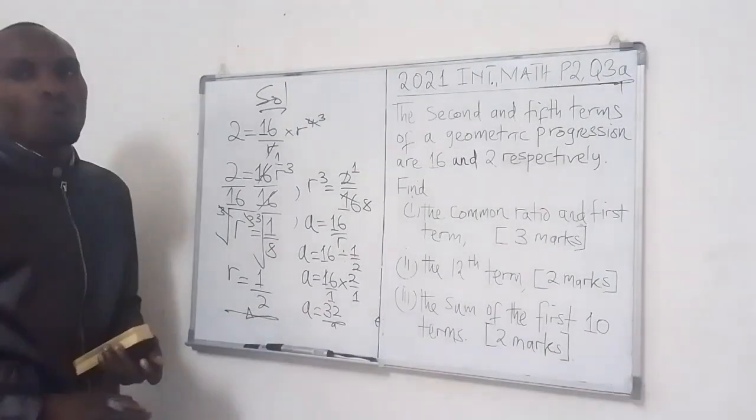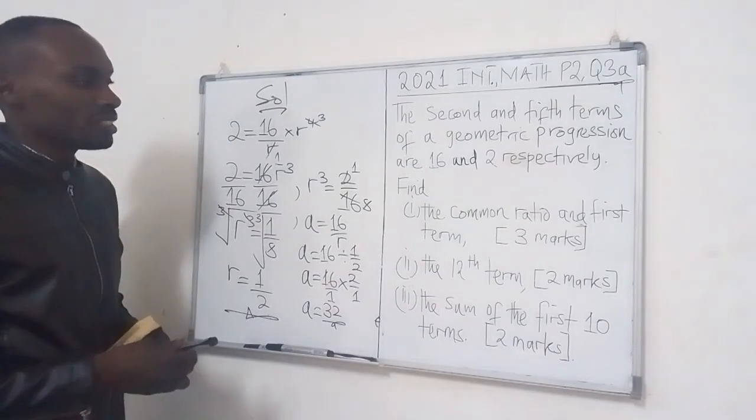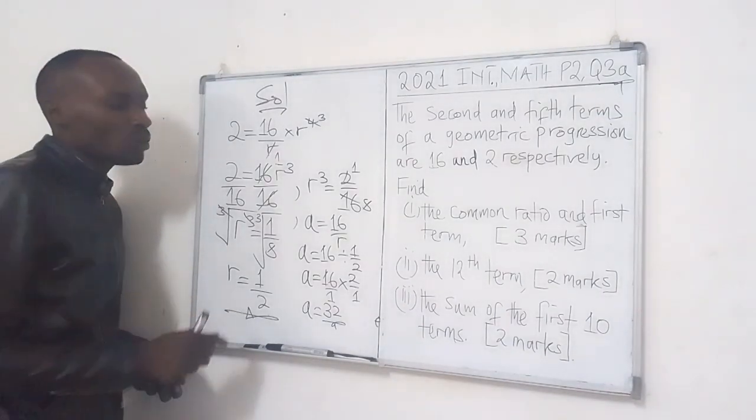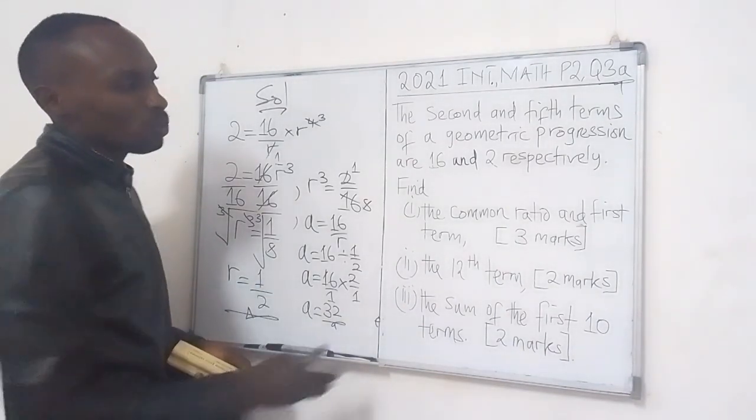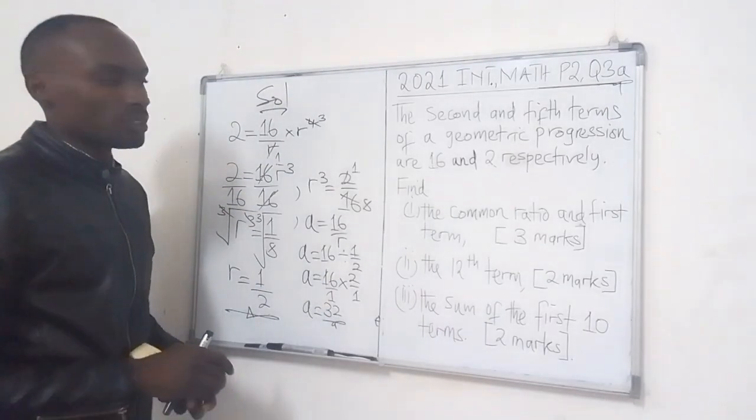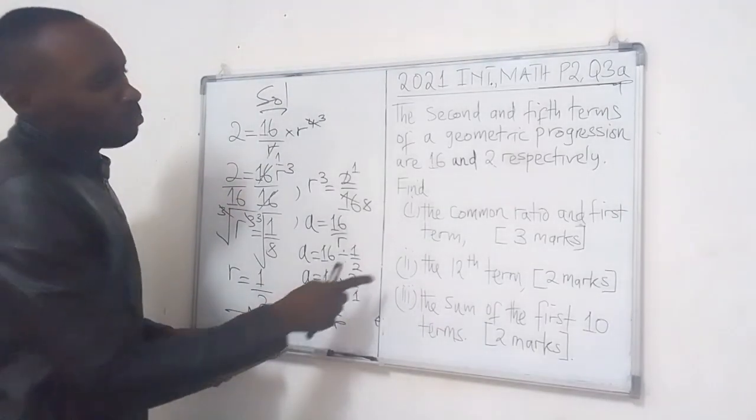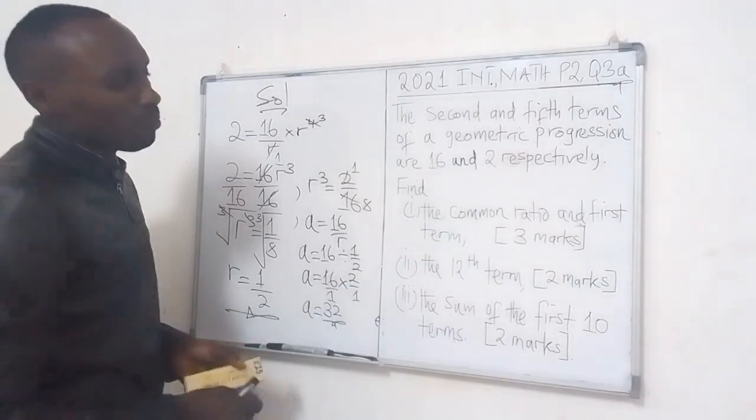R is equal to 1 over 2. So let's take note of these two values. R is 1 over 2, A is 32. 3 marks for all this process. Then Roman numeral 2, the 12th term, 2 marks.